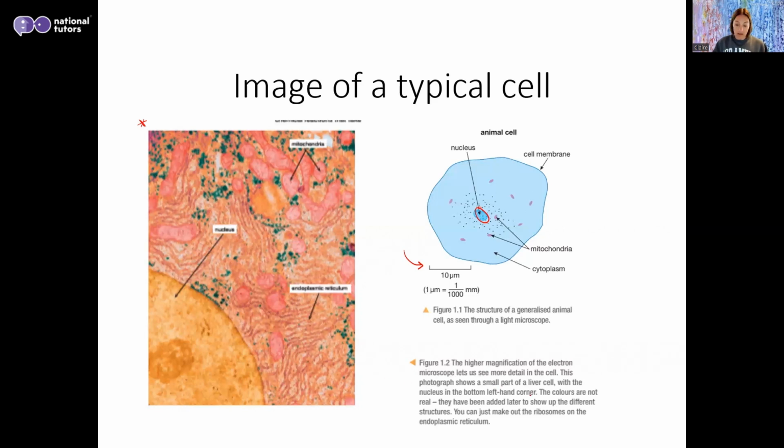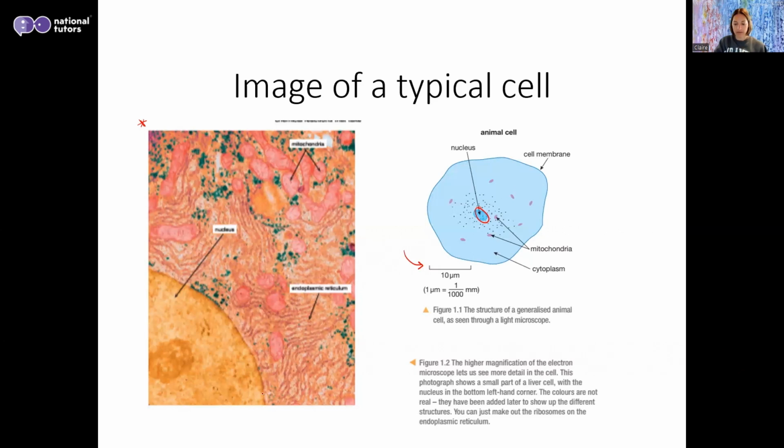Where else? This is a liver cell. The colors are not real. We'll talk about this as well: when you're looking at cells through microscopes, we have to stain them, otherwise we won't be able to see them. So they don't actually look pink and yellow. That's only the stain inside, so you can see them.